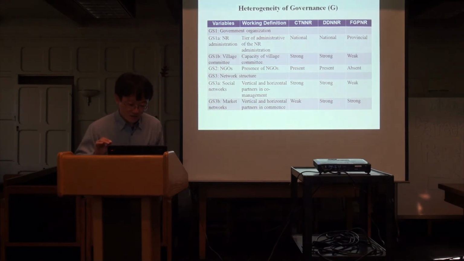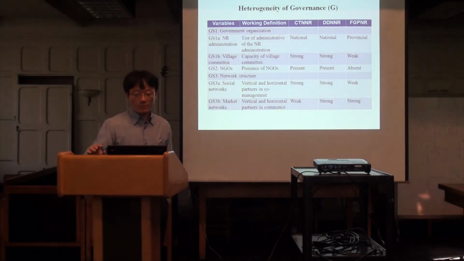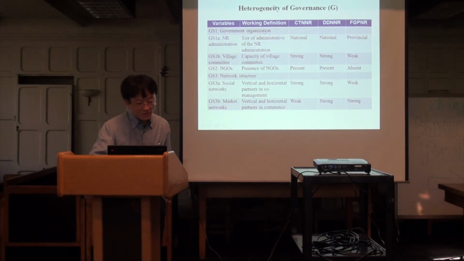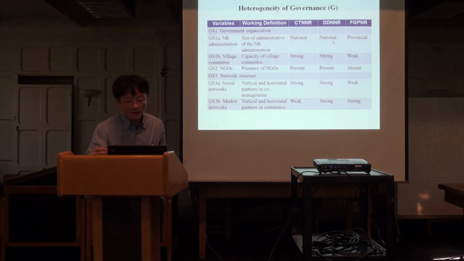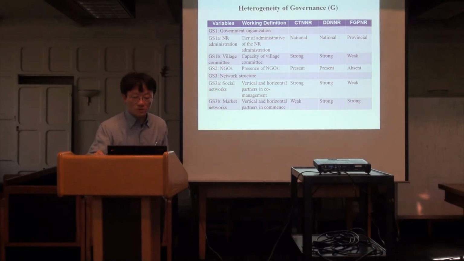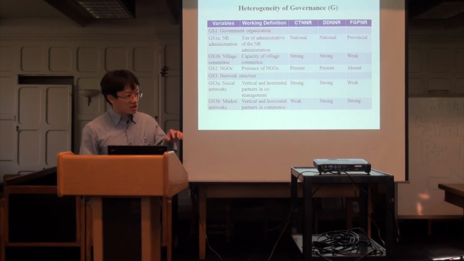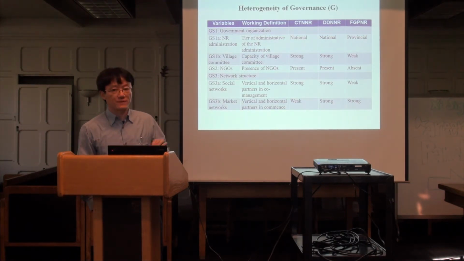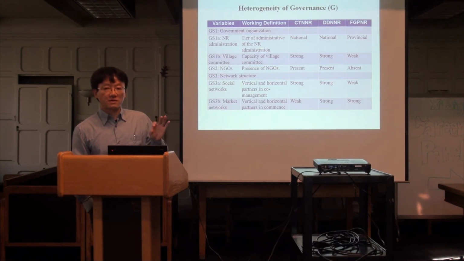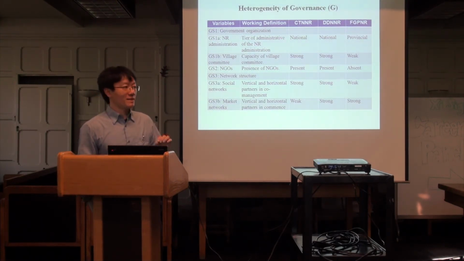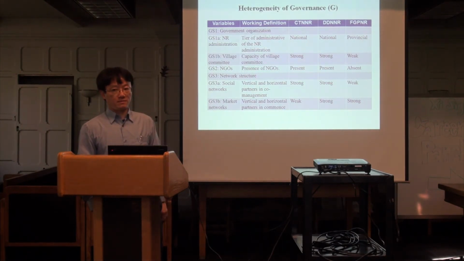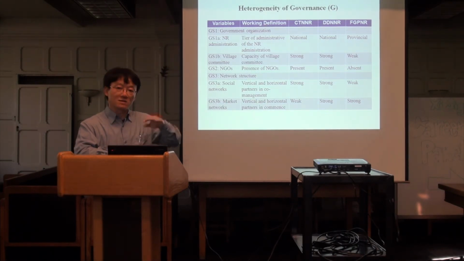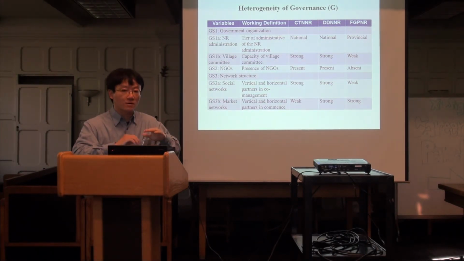The first one is the heterogeneity of governance. The governance is very important. The first is the government organization. You might find that for the first and the second nature reserve, the administrative tier is at the national level. These two are national nature reserves. So that's at the same administrative level as the local community government. But the provincial nature reserve is one level lower than the local government.